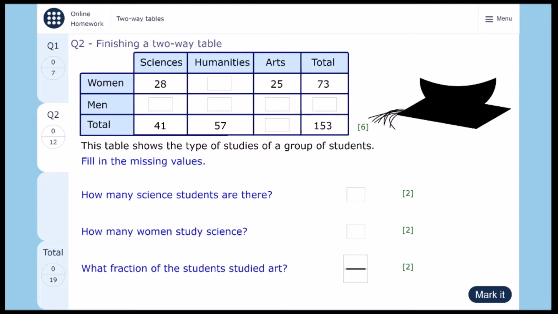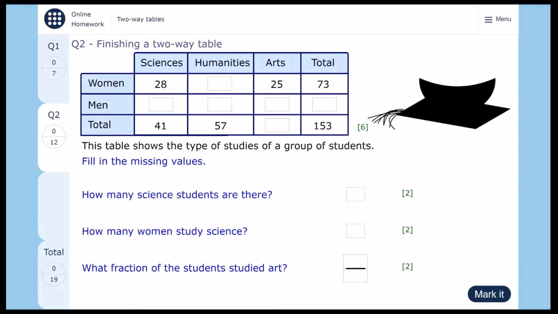In today's lesson, we're going to have a look at completing and interpreting two-way tables. Two-way tables give us a way of representing data when there's two different variables. In the example that's being displayed on the screen, one variable is the gender of the student, and the second variable is the type of study that the student chose.